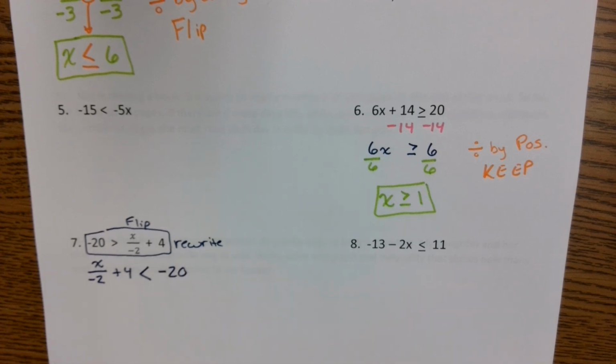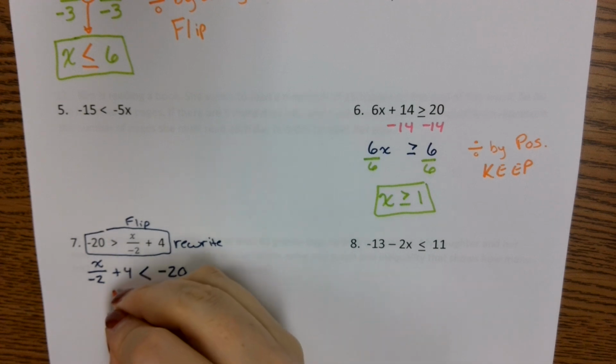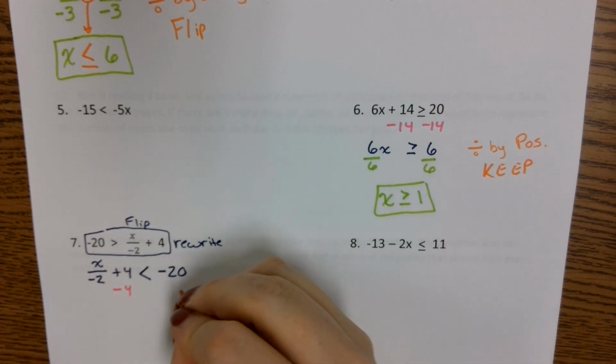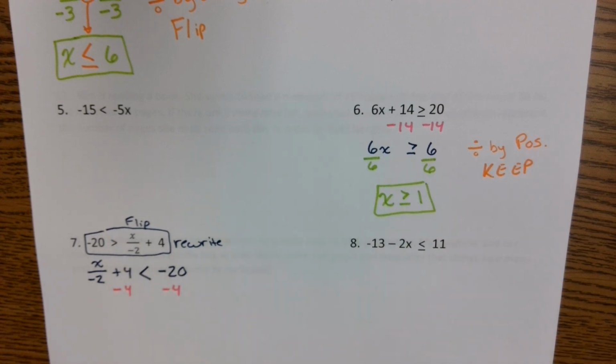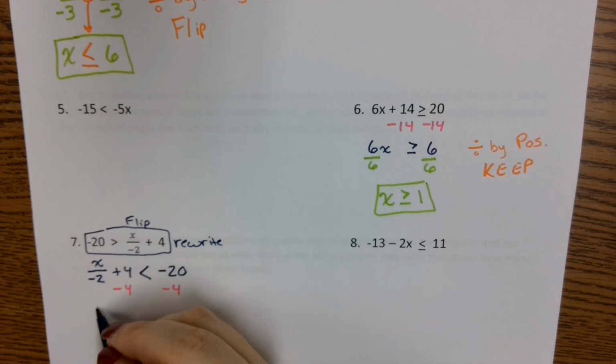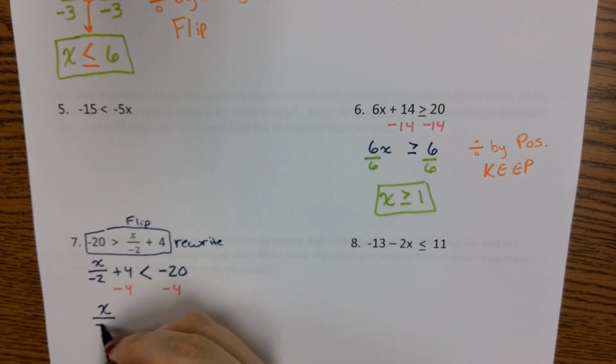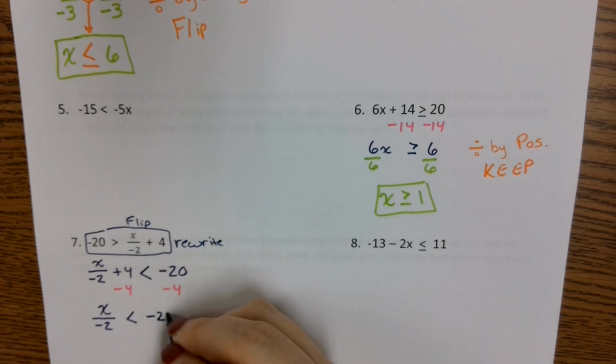So we rewrote everything. Now we can solve. What is the first inverse that we need to do? Subtraction, right? We're going to subtract 4 from both sides. We're going to get x over -2 is less than -24.